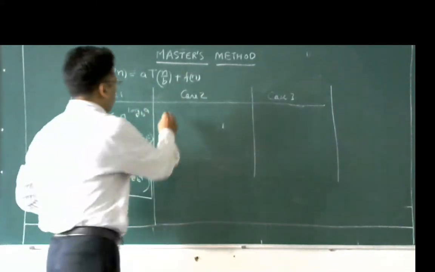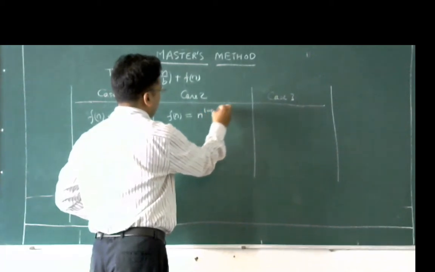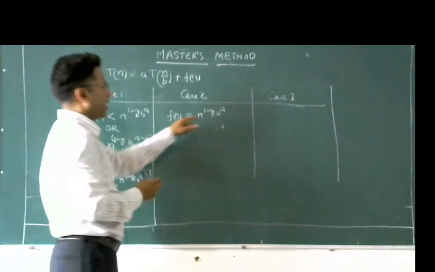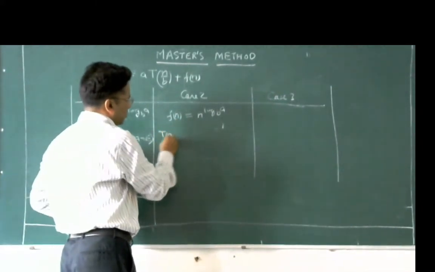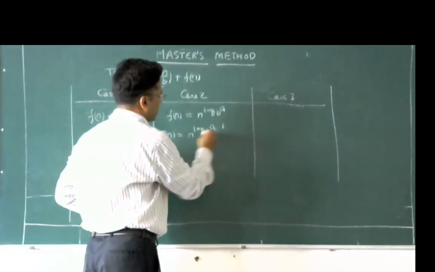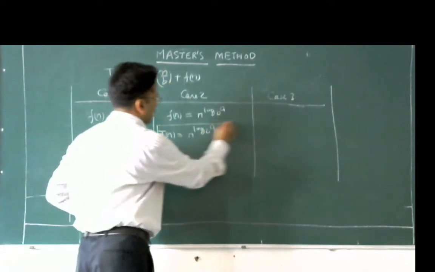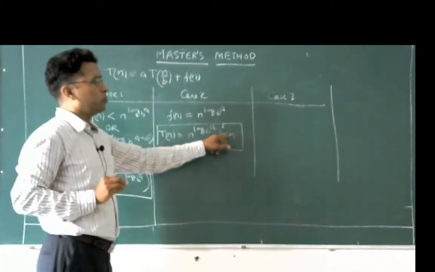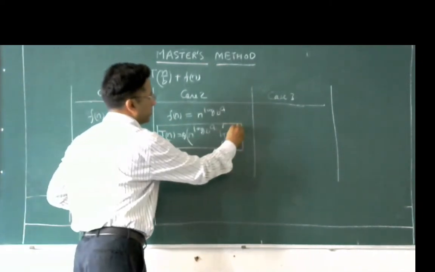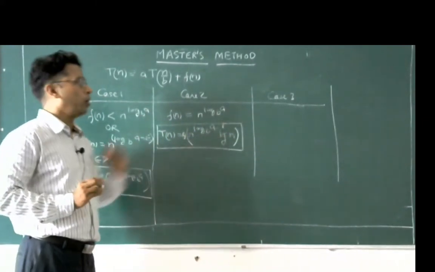In case 2, when f(n) is equal to n raised to the power log a base b, in that case T(n) is equal to theta of n raised to the power log a base b into log n. The symbol is theta.